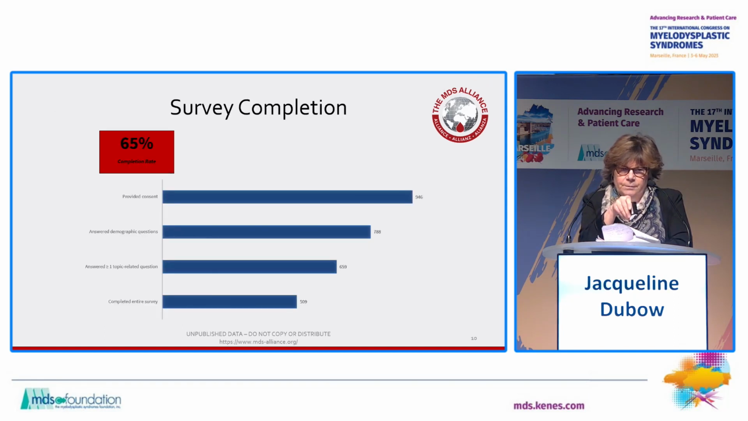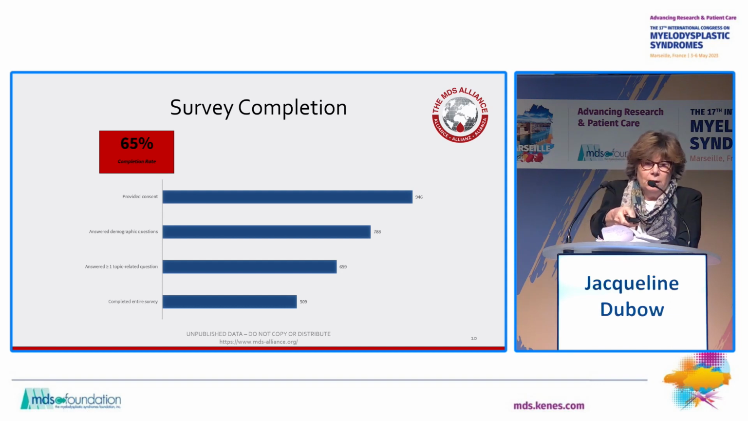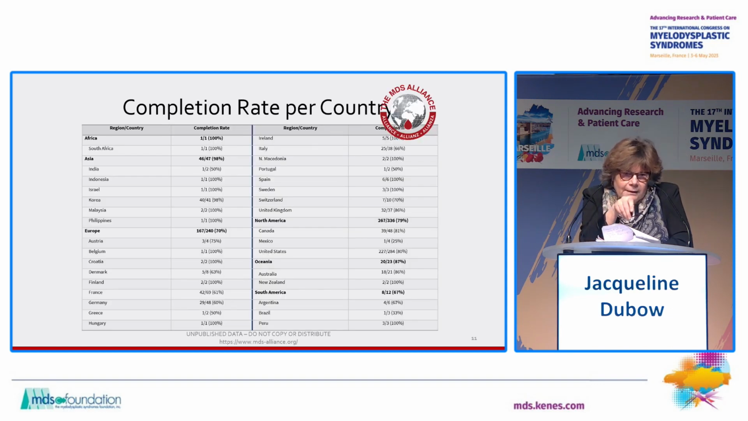Survey completion, we got a 65% response. That was unexpected, good. And we got over 900 people responding, but a little bit over 500 people completed the survey. It's important because responding to a 45-minute survey by 500 people all over the world is pretty good. So here, if you can read, you have the completion rate per country.